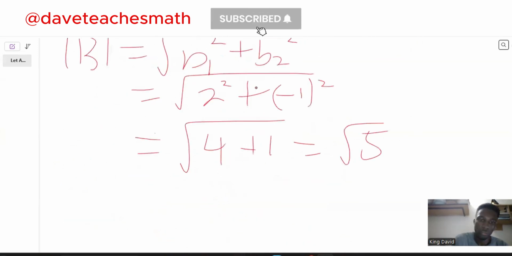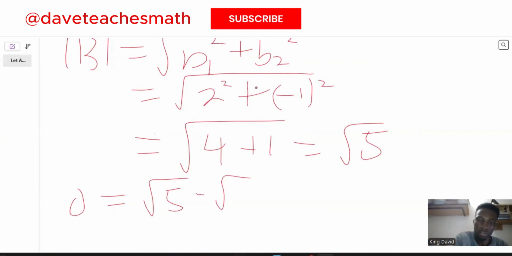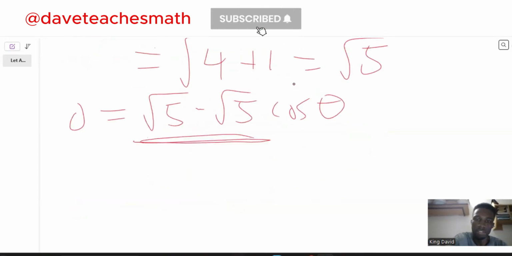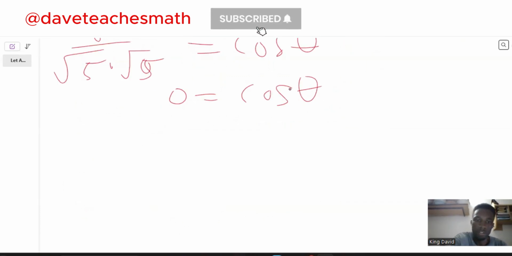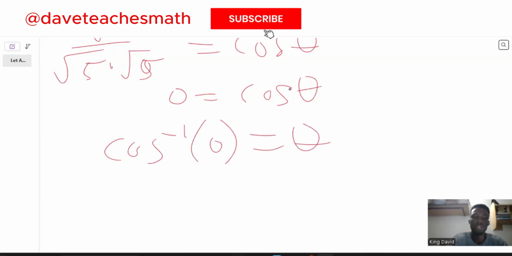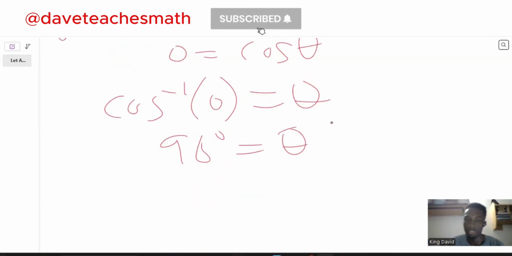Okay, so substituting it into this form, we have 0 is equal to square root of 5 dot square root of 5 cos theta. So now we can shift this to the left hand side so that we can find cos theta. So when we shift it to the left hand side, we are going to get 0 over square root of 5 dot square root of 5, which is equal to cos theta. And that is going to give us 0 is equal to cos theta. So now we can send cos theta to the left hand side. So we are going to have cos inverse of 0 is equal to theta. And this is going to give us 90 degrees. So theta is 90 degrees, right?